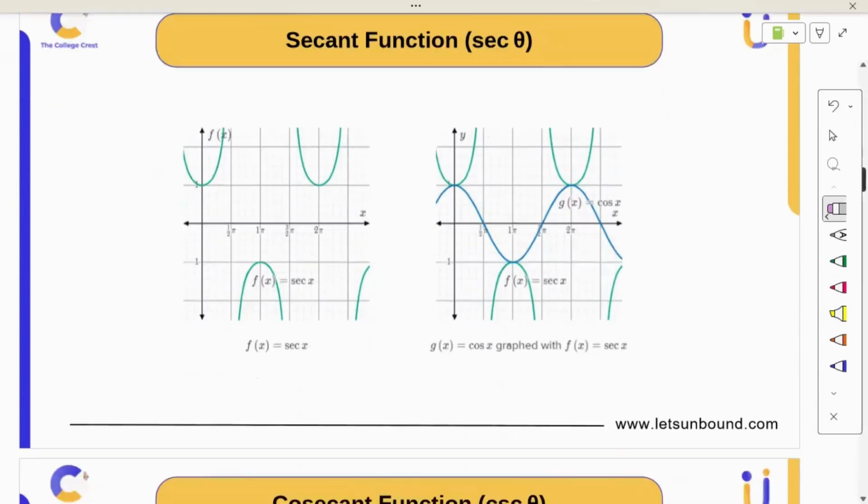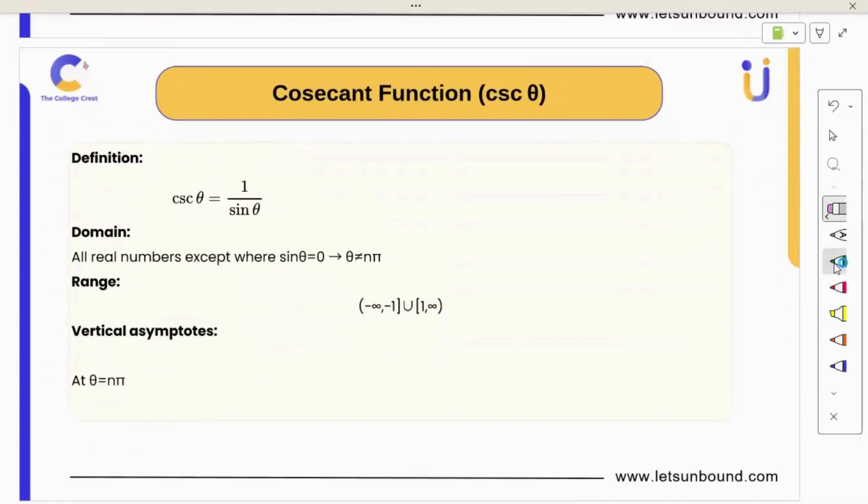Correct? Now, next part is the cosecant function. Cosecant is 1 by sine theta, and the domain is all real numbers except where sine theta is 0, that is, theta is not equal to n pi, or you can write real numbers minus n pi, where n is an integer. And the range is the same. Sine theta range is actually -1 to +1. Now for the reciprocal, cosecant theta, let's just exclude those values: -∞ to -1 union 1 to infinity. Vertical asymptote at the excluded values of the domain.